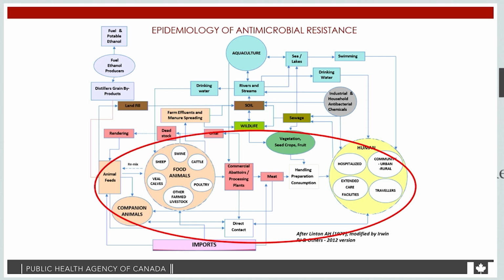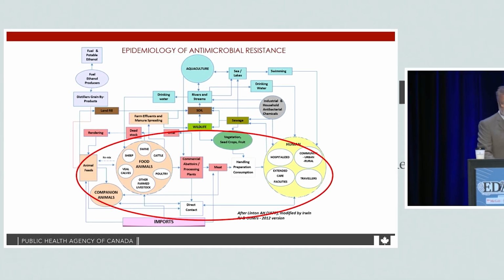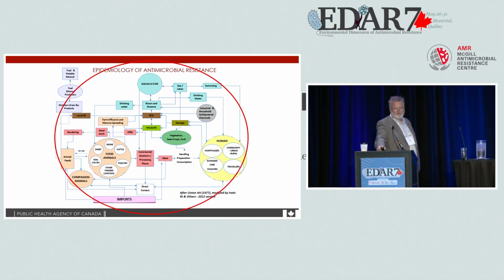CIPARS really focuses on this component, and most of our models to date have focused on this area, so the transmission from livestock, terrestrial livestock, through slaughter and the food chain to humans. With a broader scope, we're expanding our modeling efforts to include basically the whole thing to the extent that that's possible.